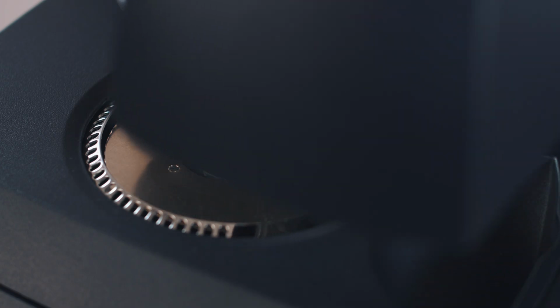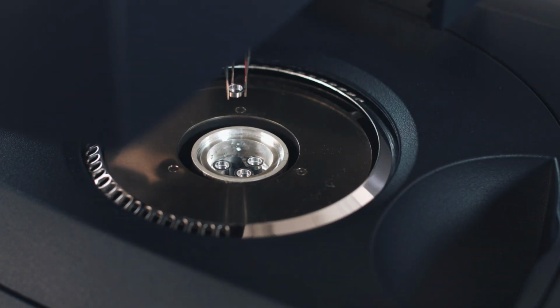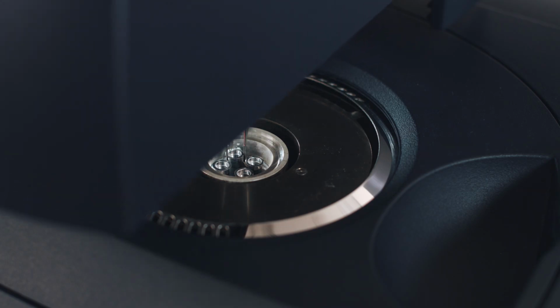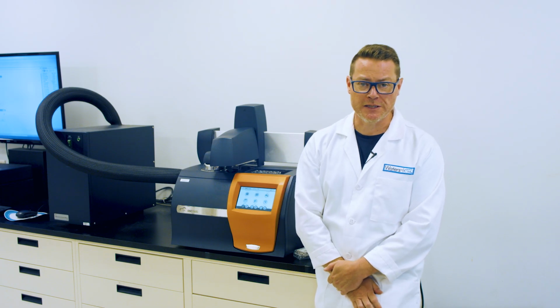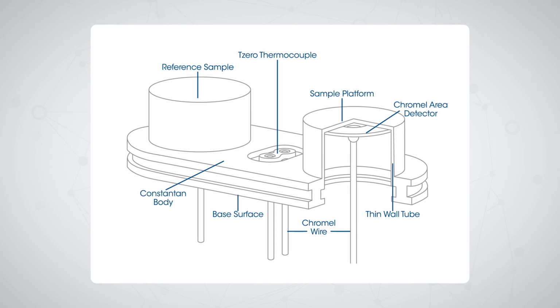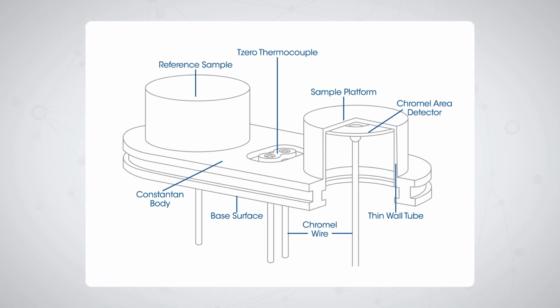In addition to a furnace, a DSC must also measure temperature, and this is done with thermocouples. A TA Instruments DSC has up to 3 thermocouples, one for the sample, one for the reference, and depending upon the model, one located between the sample and reference, the T0 thermocouple. You can see the location of the thermocouples and the furnace in this cutaway diagram.